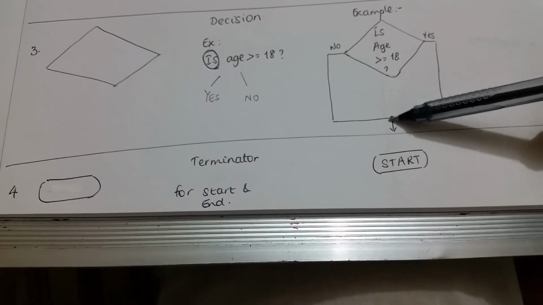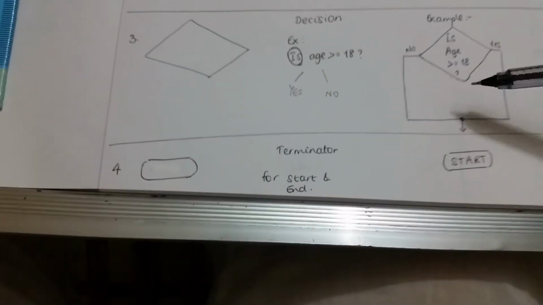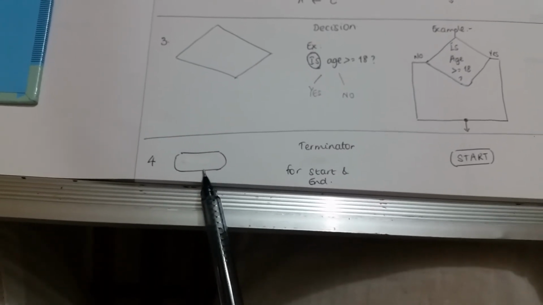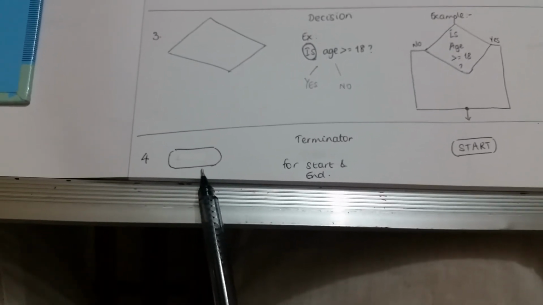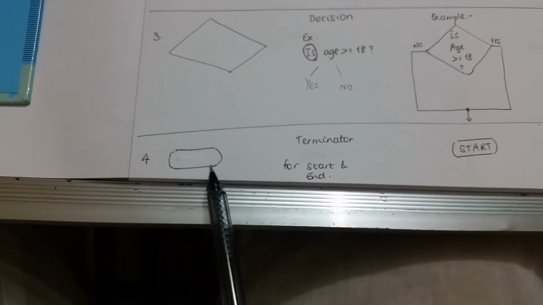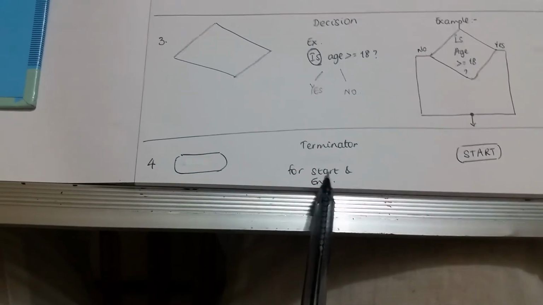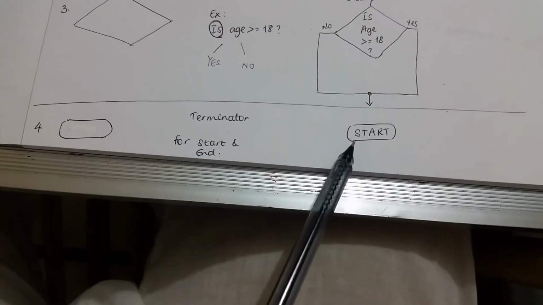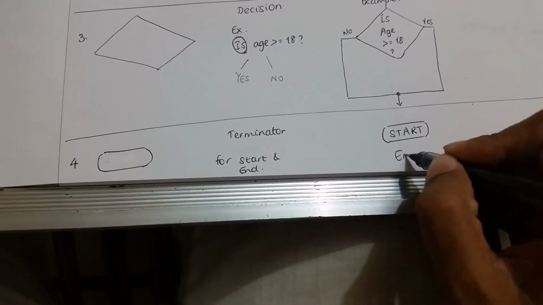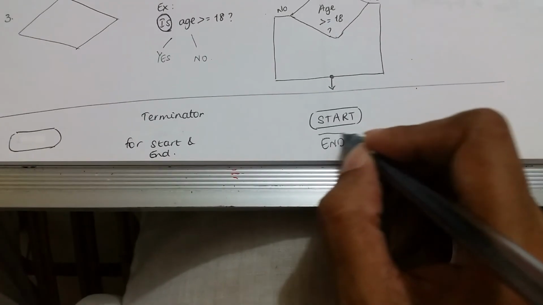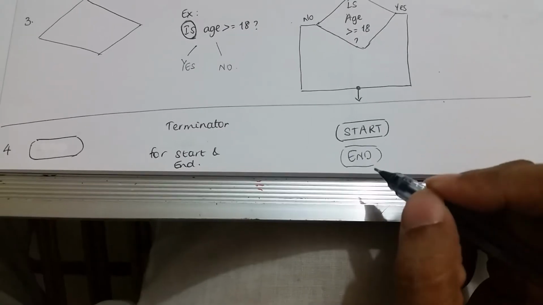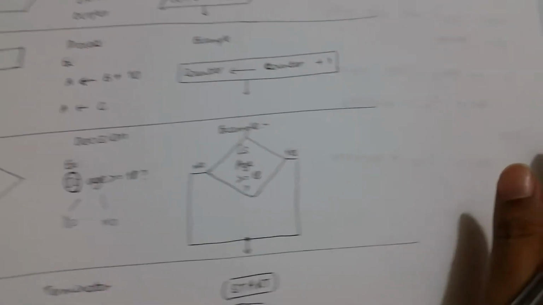And finally, you have the terminator. It consists of a start or an end in a flowchart. So whenever you have to write the start, it should be in a terminator, and whenever you have to write the end, it should also be inside of a terminator.